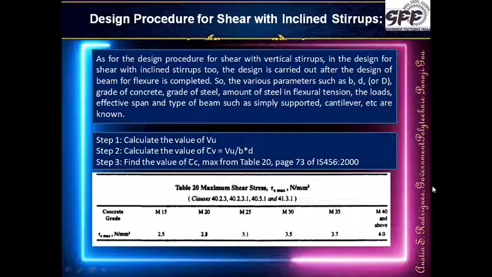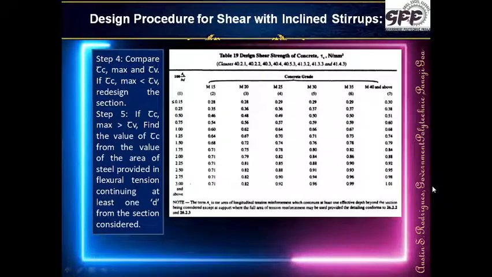Having got the value of the nominal shear stress tau V, the next step is to find tau c max, the maximum shear stress the concrete can take before crushing. Beyond this, the concrete would crush. The value of maximum shear stress the concrete can take, that is tau c max, is directly given to us in table 20 on page number 73 of IS 456 2000. In table 20, the grade of concrete is given and the value of tau c max has been given. Please note that these values have been obtained by the IS code and already tabulated, so we don't have to calculate these values.